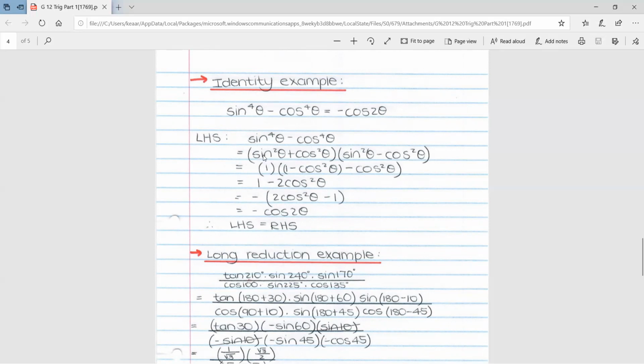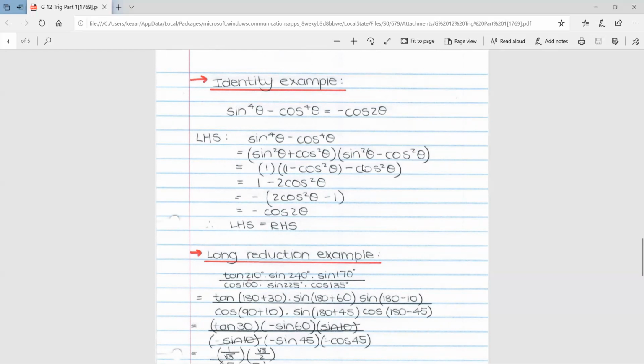So this can become sine squared theta plus cos squared theta, bracket sine squared theta minus cos squared theta. Notice the difference of squares. This is a square, this is a square, they are a difference. We have the double brackets, plus minus, square root the first, square root the second, square root the first, square root the second. Then we know from our identities that sine squared theta plus cos squared theta is equal to 1. So that now just becomes 1.